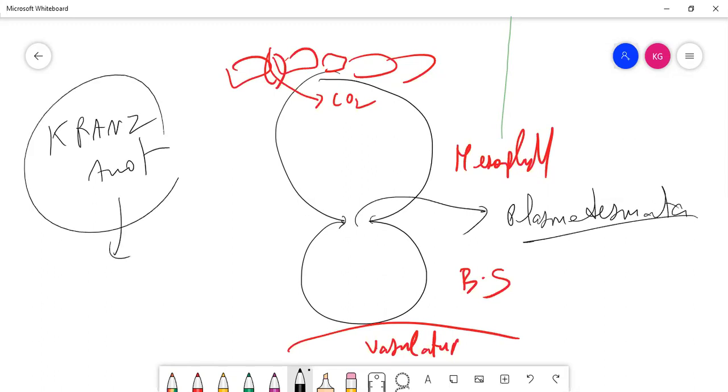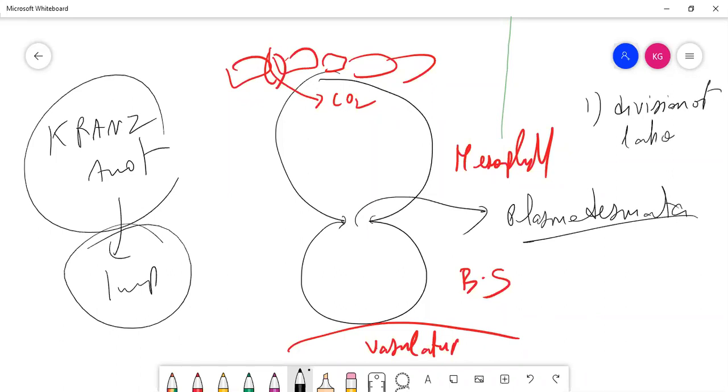Do you think there's some importance of this anatomy? Let us see some importance of Kranz anatomy. Nothing happens without a reason. There must be some importance of Kranz anatomy. If I ask you a question, what is the importance of Kranz anatomy? आपने याद रखना है, the first importance is that there can be a division of labor between the two types of cells.